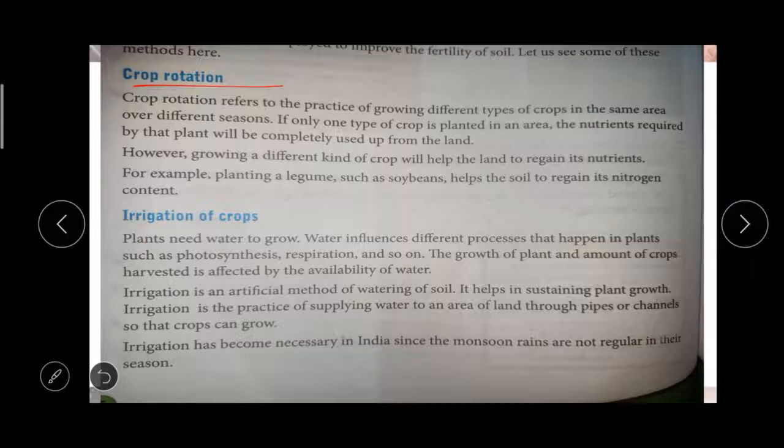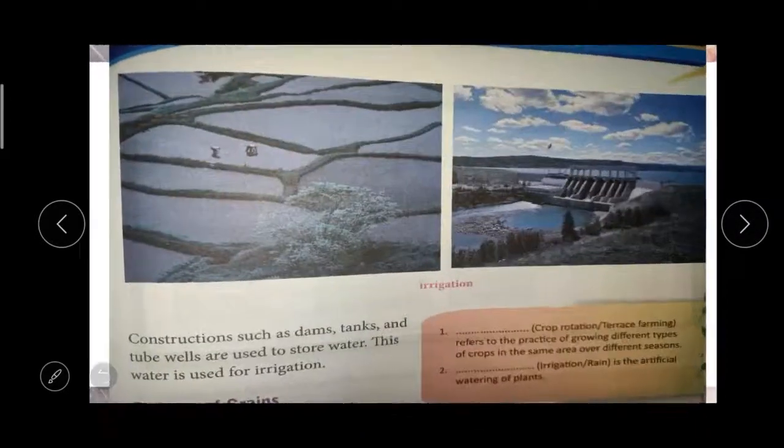Irrigation has become necessary in our areas because the monsoon rains are not regular. Nowadays the rainy season is not regular. It will rain in one season, and it will be summer in another season. We can't find the difference between the seasons. So it is necessary to use irrigation. Irrigation is nothing but using pipelines to carry water to the land used for agriculture. Then constructing dams, tanks and tube wells helps to store the water.